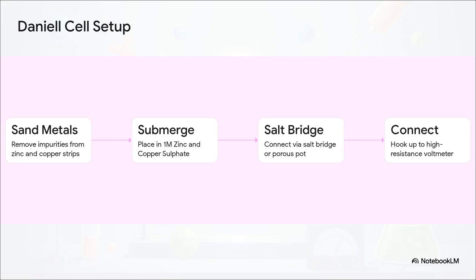Take step 1, for instance, using sandpaper to physically clean your metal strips. This is absolutely crucial, because if you don't remove those oxide layers, the chemical reaction is blocked right at the surface. After that, you submerge them in their respective 1 molar sulfate solutions, bridge them, and hook up your high-resistance voltmeter to ensure you aren't drawing too much current, which would totally throw off your 1.10 volt reading.